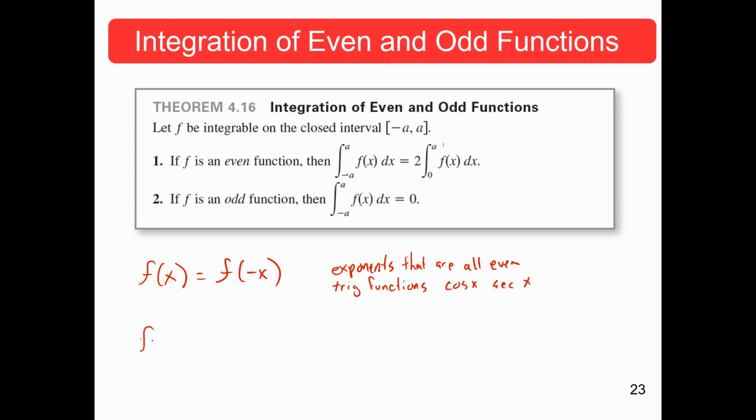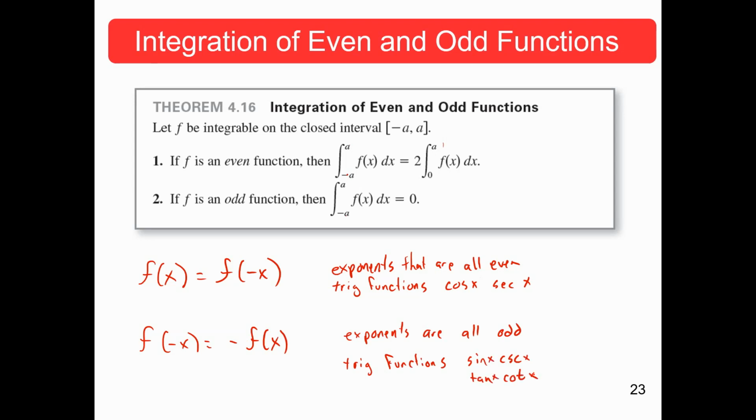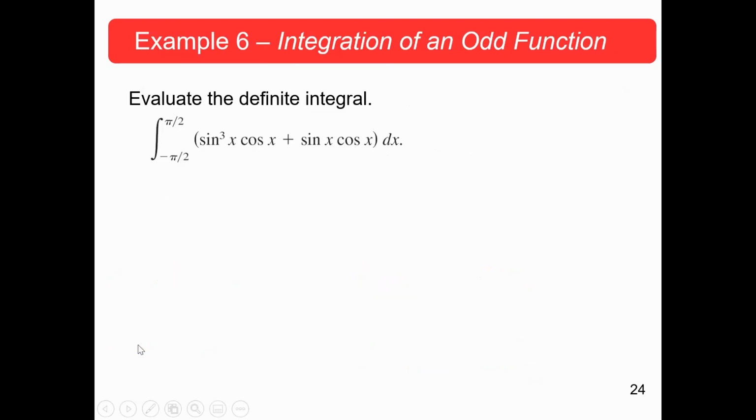So odd function means that if I plug in negative x, I get the exact same thing, only everything is opposite signed. And this would be when exponents are all odd, or trig functions like sine and cosecant, tangent and cotangent. Right? All of those are going to be odd functions. Now, if you start messing with combining some of these things, then you really are going to have to go back to these original definitions to kind of figure out whether they're even or odd.